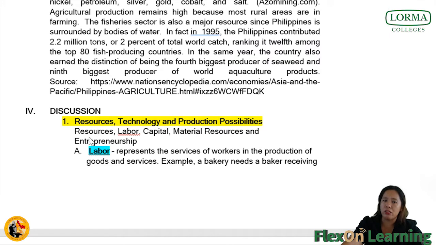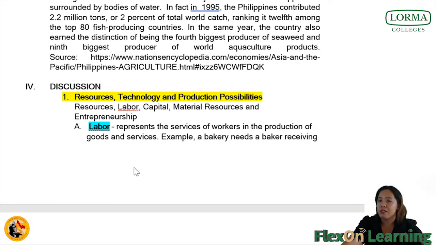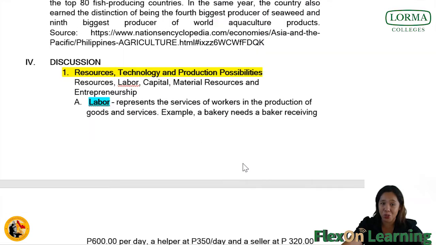And what are these? Number one, we have resources. We have labor, capital, material resources, and entrepreneurship. Labor represents skilled workers. We need them in order to produce goods and services. An example is if we want to create a bakery, then we need a baker. The same is true if we want to create a building, then we need a carpenter. If you want to learn something, then you need a teacher.